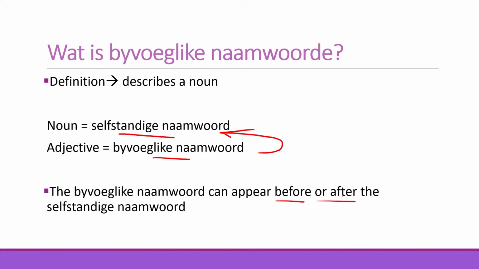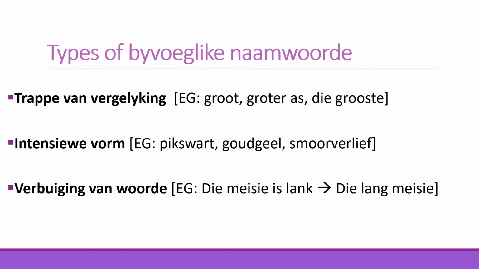Now, I've got a bunch of rules for you guys to explain this concept, so it will be very easy, right? We have three types of byvoeglike naamwoorde. It can appear in trappe van vergelyking, intensiewe vorm, and verbuiging van woorde. We are going to focus on verbuiging van woorde because I think that's most important. But just trappe van vergelyking: you're describing something as groot, groter as, die grootste. So, for example, this is a big mountain, this is a bigger mountain, and that's the biggest mountain, right?